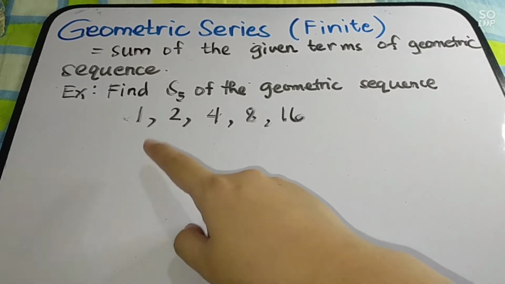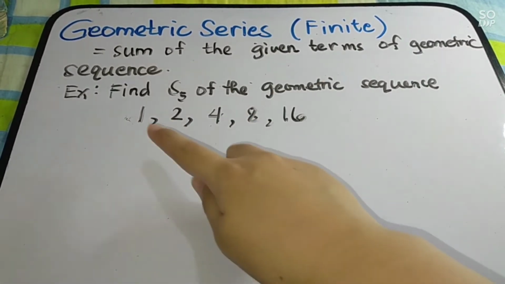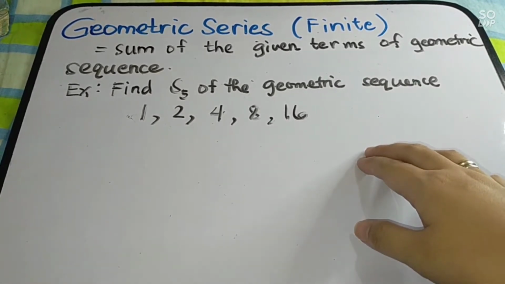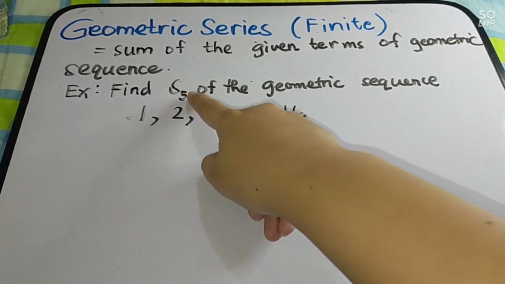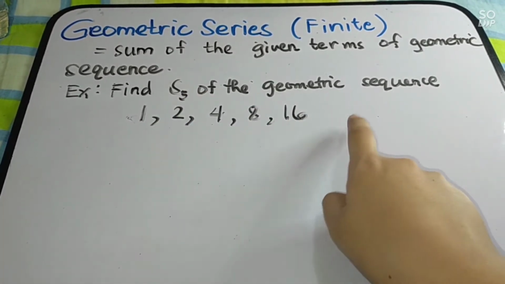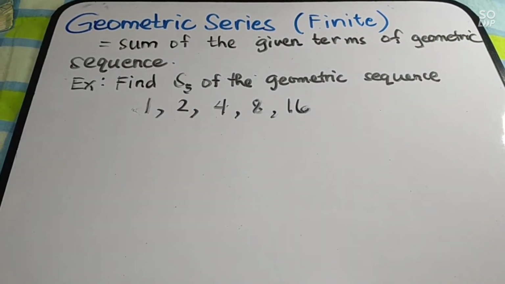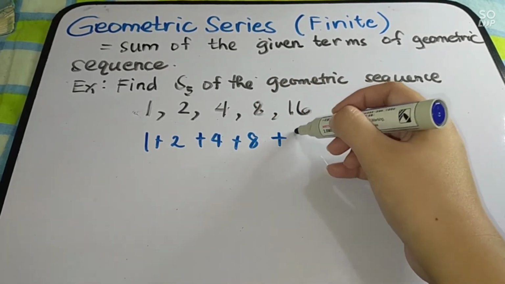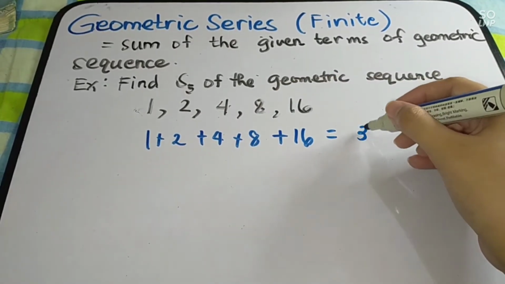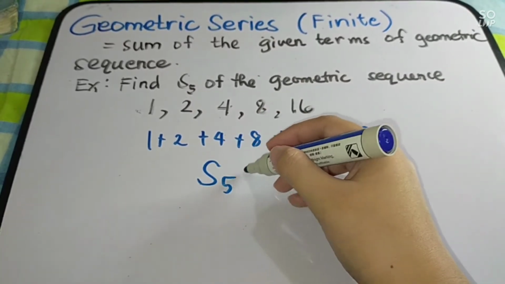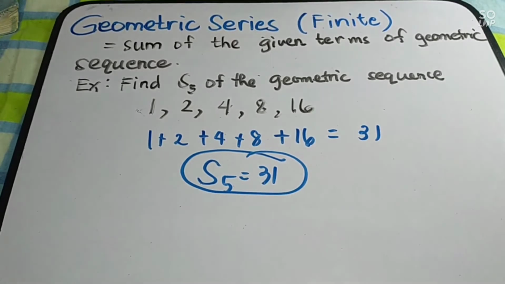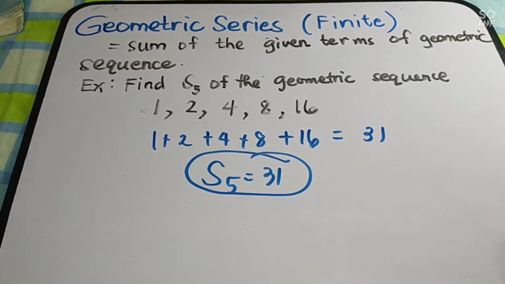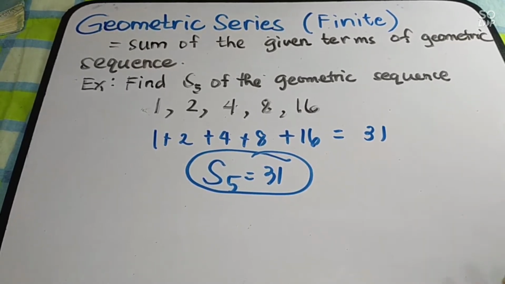So, for example, find S sub 5 of the geometric sequence 1, 2, 4, 8, and 16. So, we have here a given geometric series. We are going to find for the sum of the first 5 terms. So, 1, 2, 3, 4, 5. So, 5 yan. Add lang natin. Meaning we have 1 plus 2 plus 4 plus 8 plus 16. If you add them all, the answer is 31. So, your S sub 5 is equal to 31. That is it. So, that is how you are going to find for the sum of the given geometric sequence.